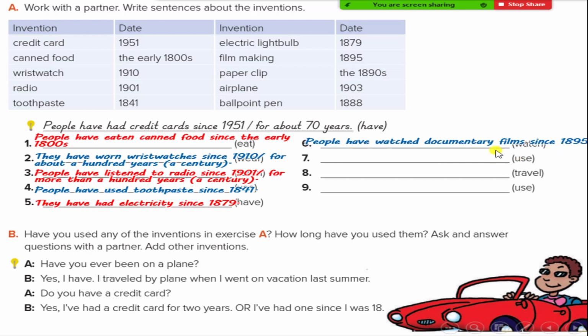Use paper clip. They have used paper clips since 1890.